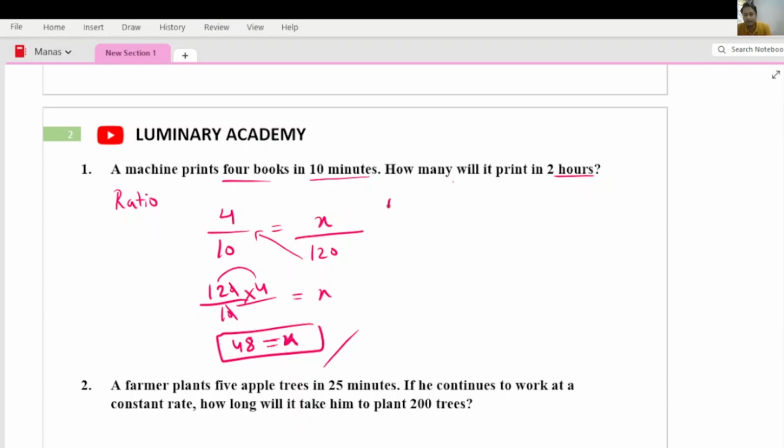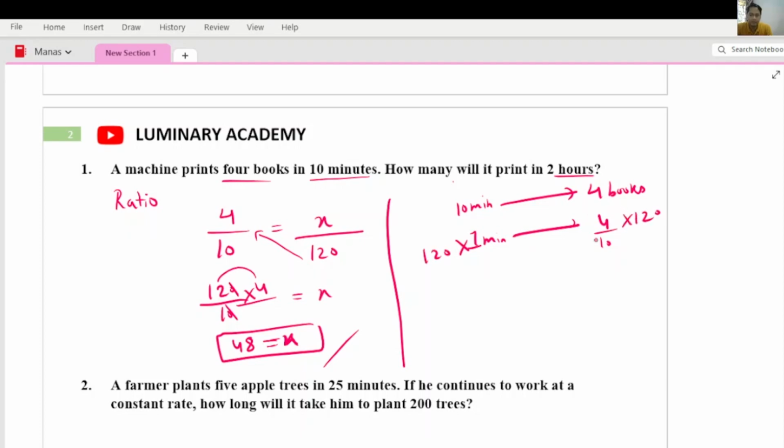So 48 books will be printed in 120 minutes. Now the same question I can do with another method. If in 10 minutes 4 books are printed, then in 1 minute how many books will be printed? 4 upon 10. Now we have 120 minutes. So in 120 minutes how many will be printed? Let's see. The 0 and 0 will be cancelled. So it is 48. So 48 books can be printed in 120 minutes.